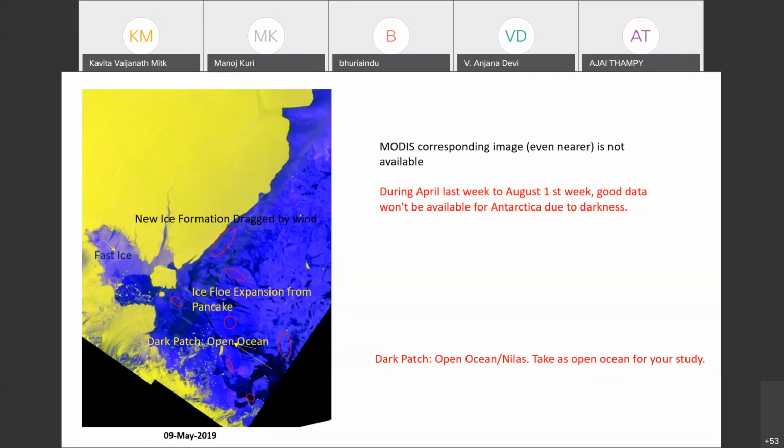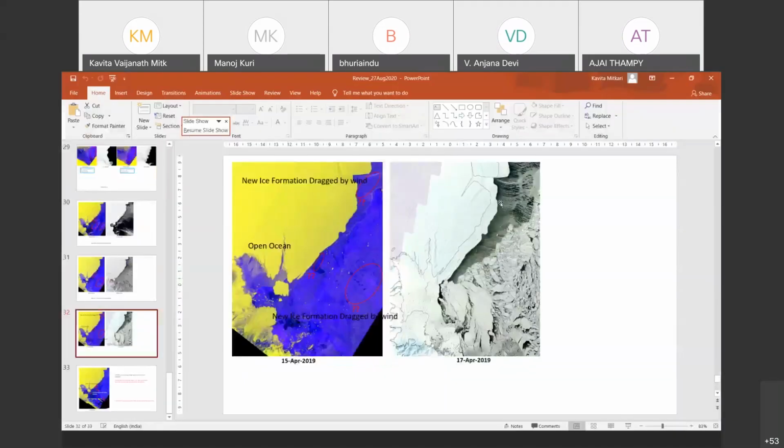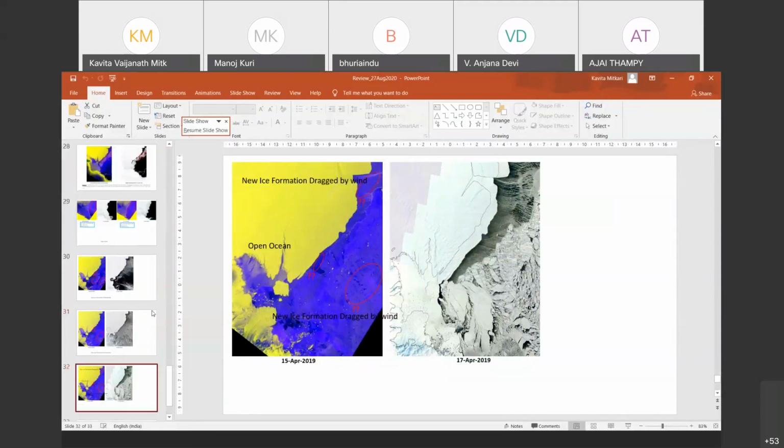So basically, when the new sea ice formation is there, when the seasonal variation happens, at that time it becomes very difficult to distinguish between the sea ice and the ocean using just backscatter. Then here comes the role of the polarized ratios and the spatial attributes also.